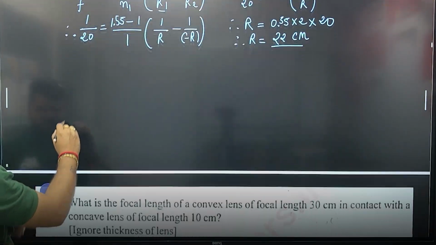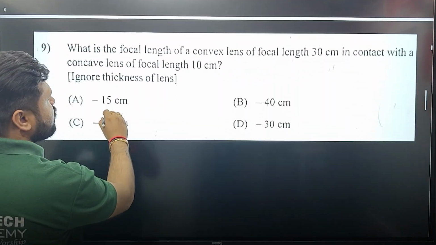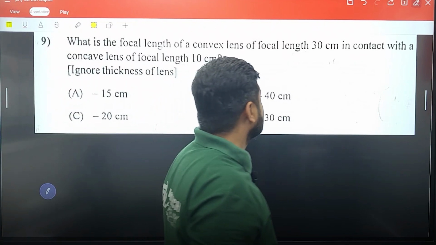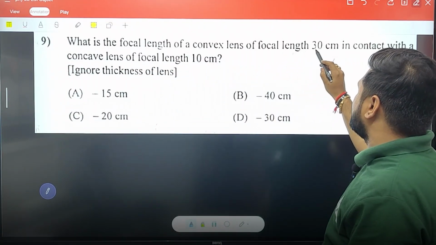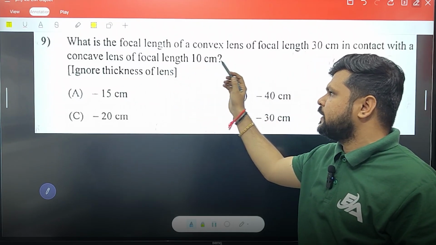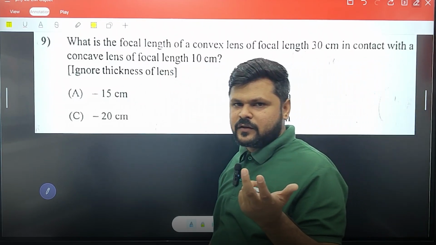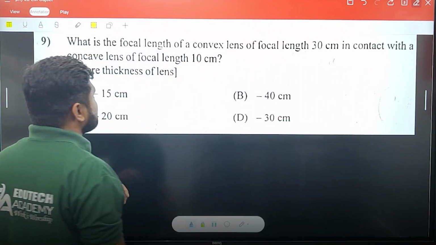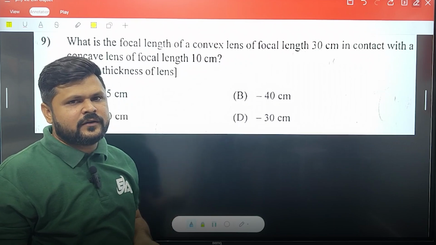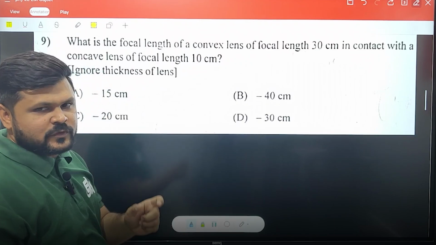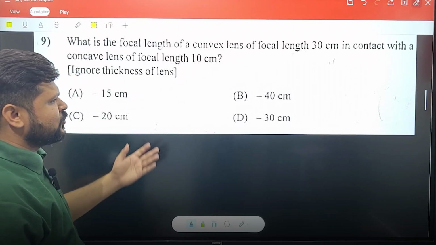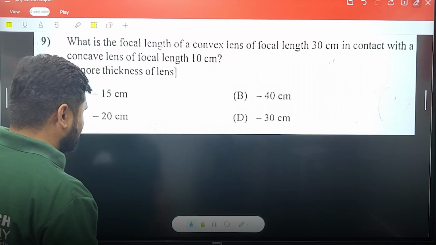MCQ number 9. What is the focal length of a convex lens of focal length 30 centimeter that is in contact with a concave lens of focal length 10 centimeter? So here we are given a combination of two lenses, one is the convex lens and another one is the concave lens, and we are asked to find the equivalent focal length of this combination. This is also a direct numerical from the exercise of chapter number 9.